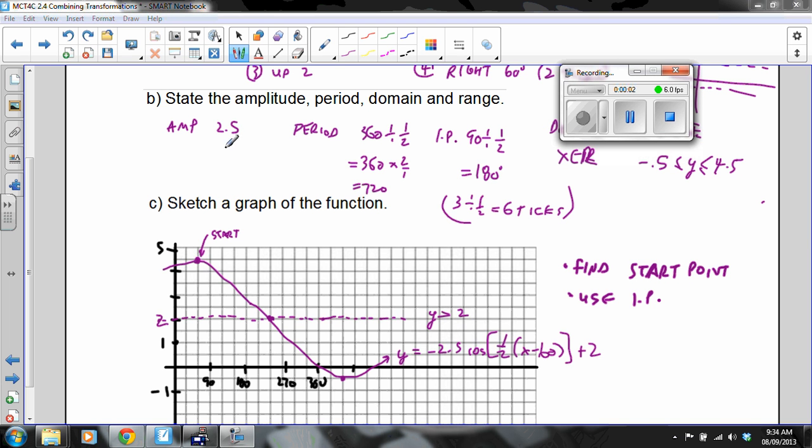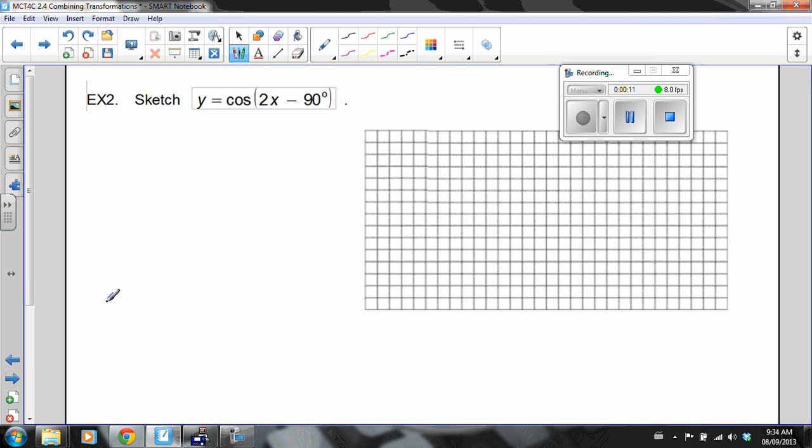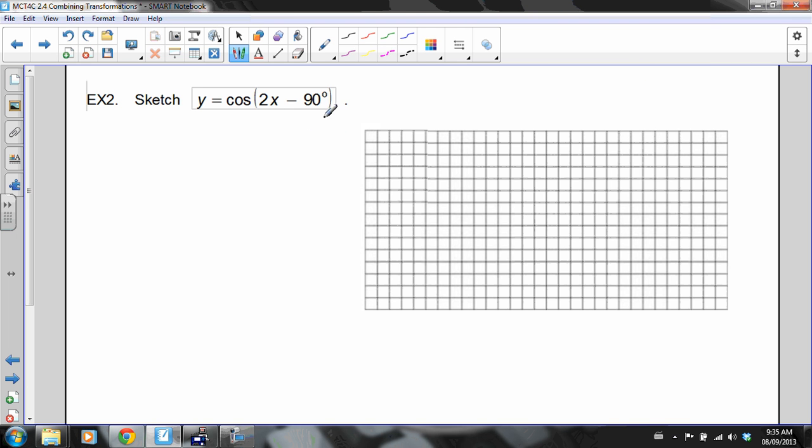All right, we're back for part 2, MCT4C, day 14, lesson 2.4. Example 2 is, we don't have to state any of this stuff, domain, range, amplitude, no, we just need to sketch it. Now, this one should look immediately intimidating or strange.